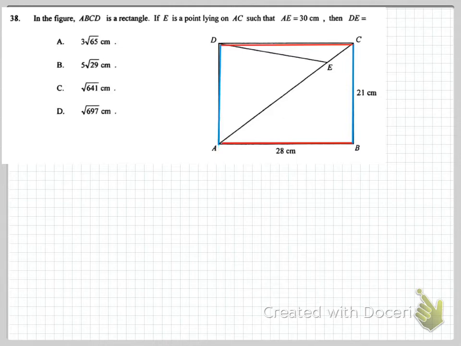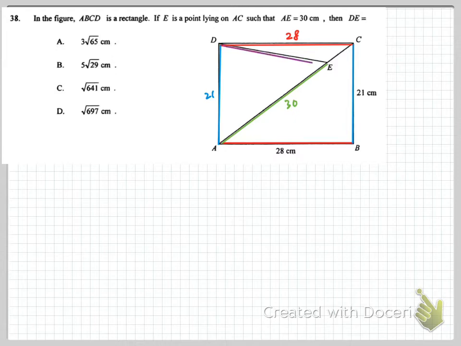So what else do we have? We have this green line. This green line AE is 30. So let's put back the numbers. This is 28, the blue one is 21, the green line is 30. Now we want to find the purple line DE.